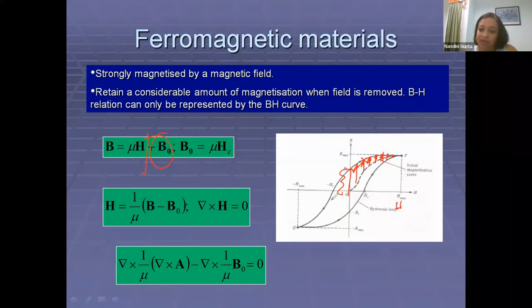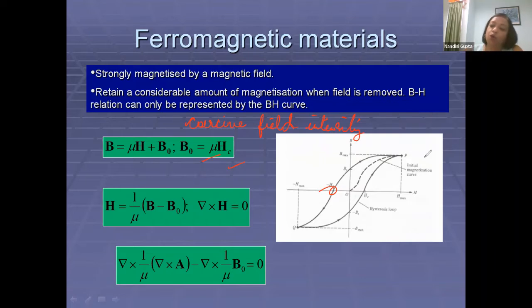This value is not the same as this value, but as a first approximation, we will take an average value to be added to B naught everywhere. And what is this B naught that we are adding? The B naught that we are adding is mu into H_C. What is H_C? H_C is the coercive field intensity. It is the magnitude of the negative field that has to be applied to bring the magnetism in the material to zero.